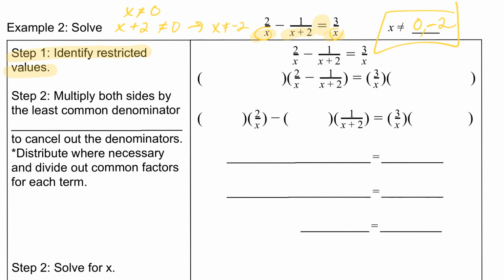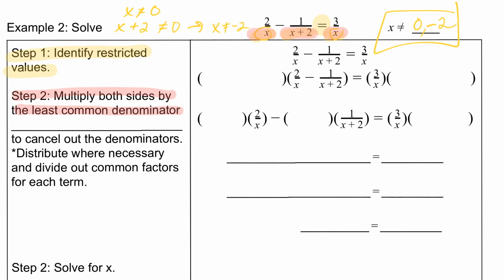Step 2 is to multiply both sides by the least common denominator. When we were doing adding and subtracting, you only had to look at 2 denominators. But now that we have 3 denominators, we have to look at the least common denominator for all 3 of them. So I'm looking at what they may have in common and what they don't have in common and kind of combining it all together.